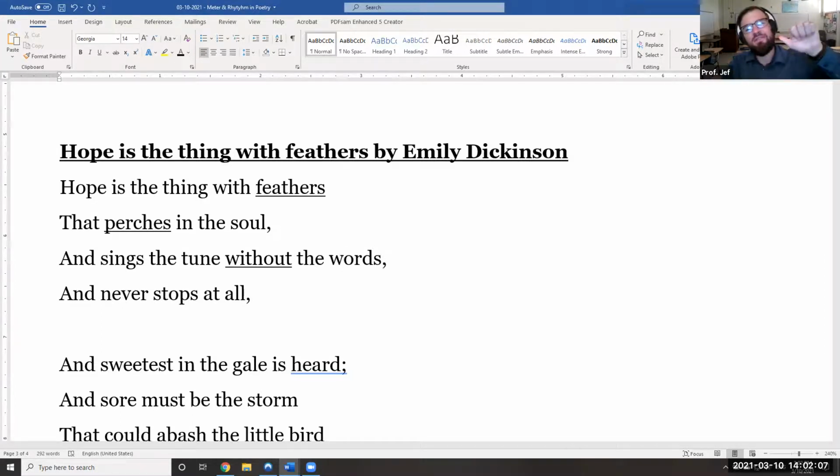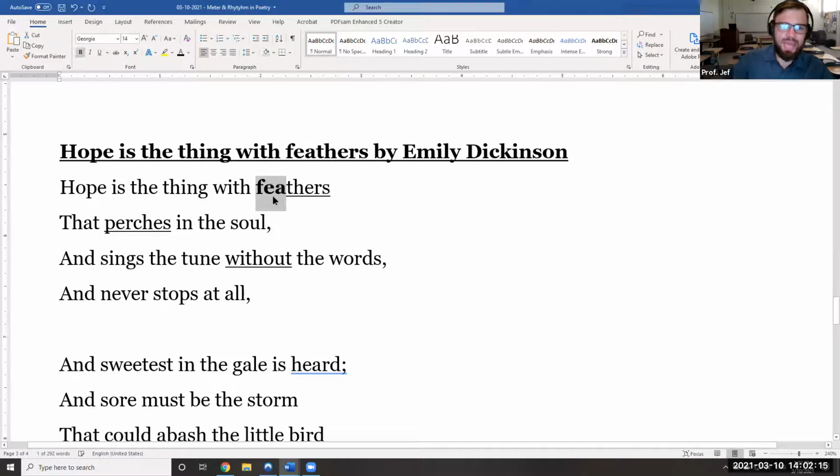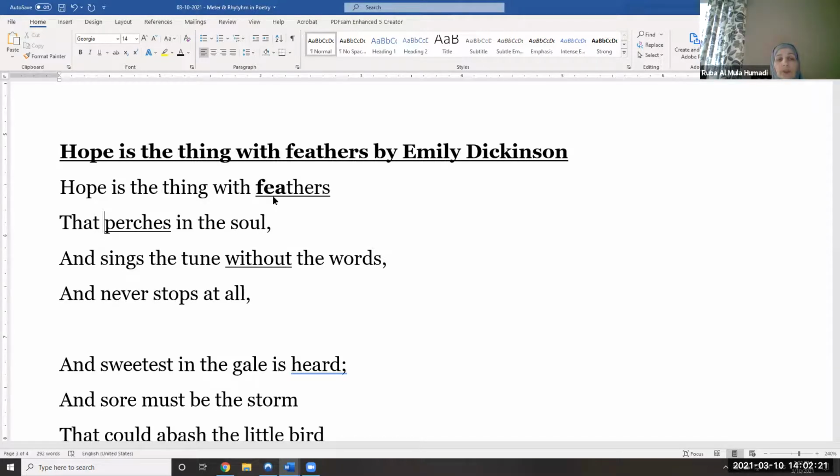Feathers or feathers? First one. Feathers. Yeah, that's feathers. Good. And perches, first syllable or second syllable? Purchase. I think second. I'll give you the options again. Perches, perches. Purchase. Purchase first. Good.